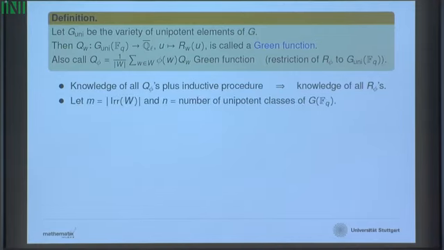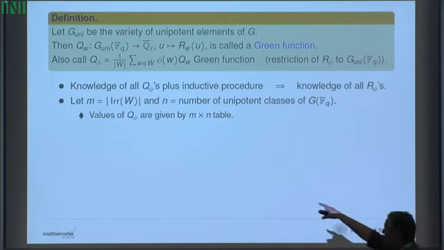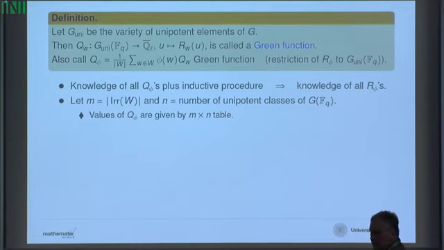So just now to fix things. We have the irreducible characters of the Weyl group. Let's say there are m of them. And let's say n is the number of unipotent classes in your finite group. Then the values of these Q phi are given by an m times n table, rows indexed by the irreducible characters, columns by the unipotent classes.